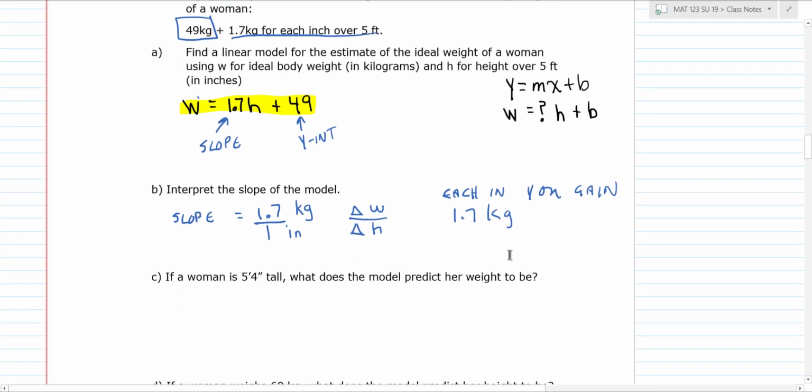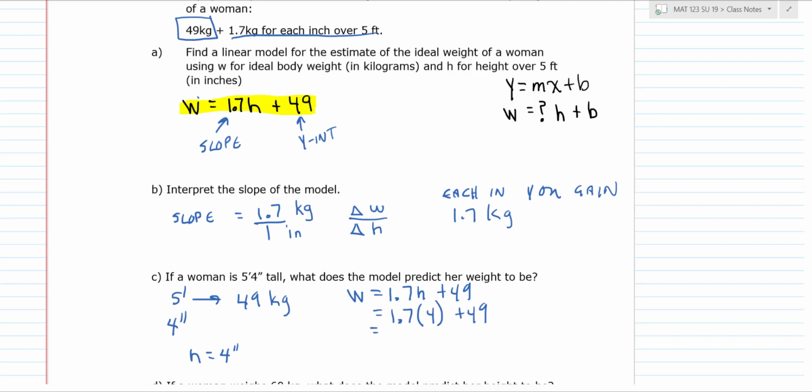Okay, now this next problem says if a woman's 5 foot 4 inches tall, what does the model predict her weight to be? So first of all, what you'd end up having is if she's 5 foot, then we know she weighs 49 kilograms. But we have this extra 4 inches that we have to figure out. Okay, so what we actually do in this is the H is not going to be 5 foot 4. H is going to be 4 inches. Because remember, it's the inches past 5 foot. So you'd work this out like this. Your model that we built is W is 1.7H plus 49. So that's 1.7 times 4 plus 49 like that.